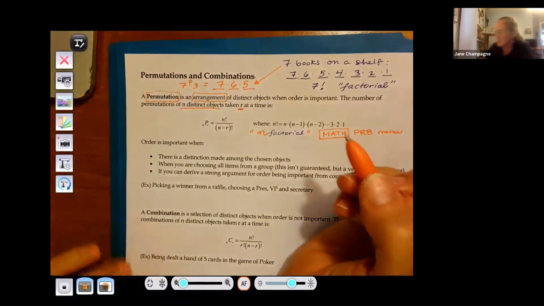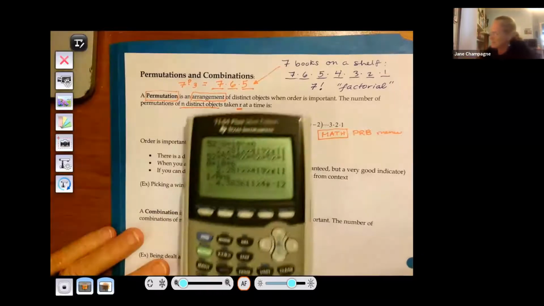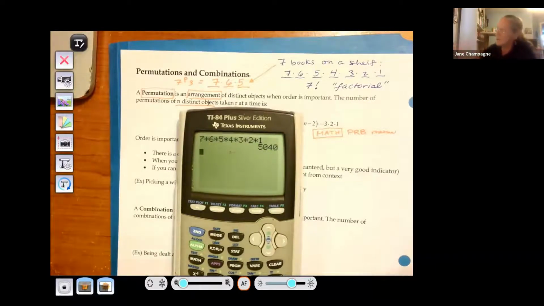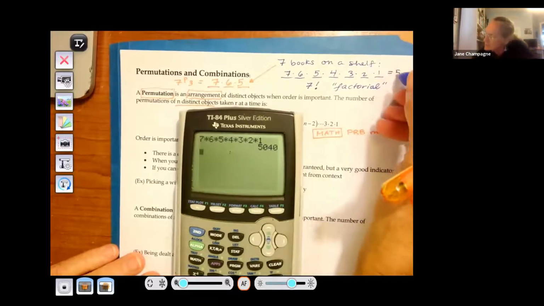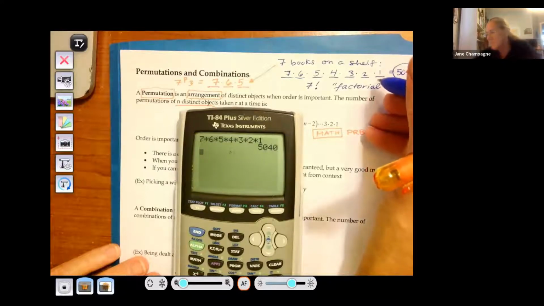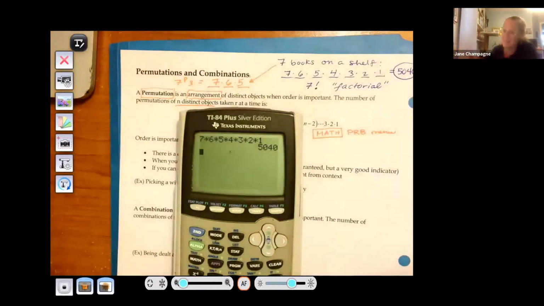Okay, let me show you on the calculator. First I'll show you that you could do it the long way and get your answer that way. So 7 factorial is 5040. That's how many ways you can arrange 7 books on a shelf, 7 people in a row, 7 anything. That's how many arrangements there are of 7 items.